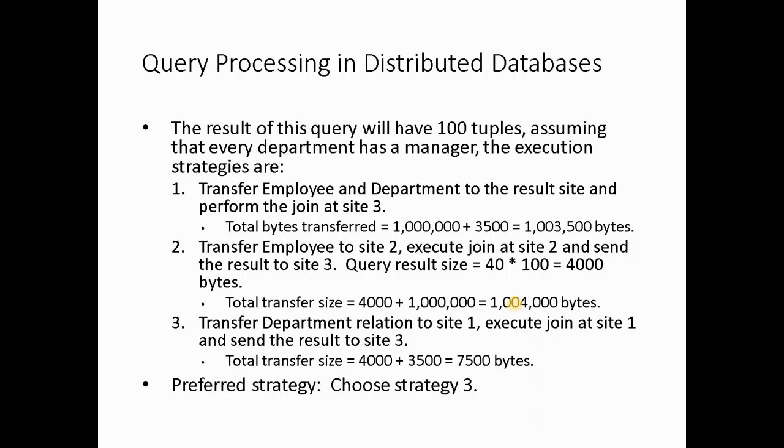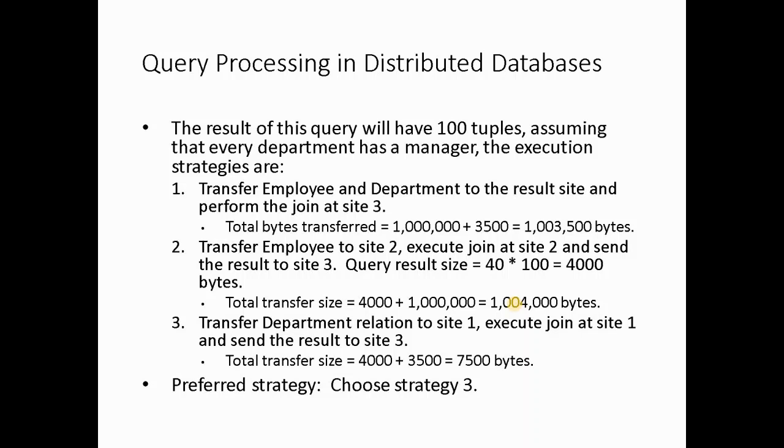So let's look at the execution strategies. The first one, you can transfer employee and department to the result side. It means perform at site 3. So the total byte transfer is 1 million plus 3,500. You have 1,003,500 bytes.